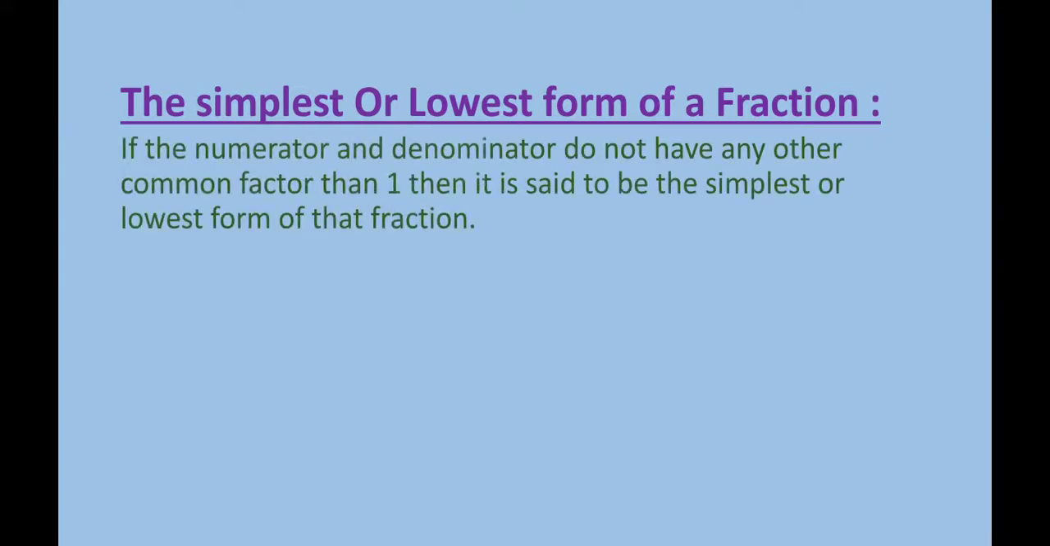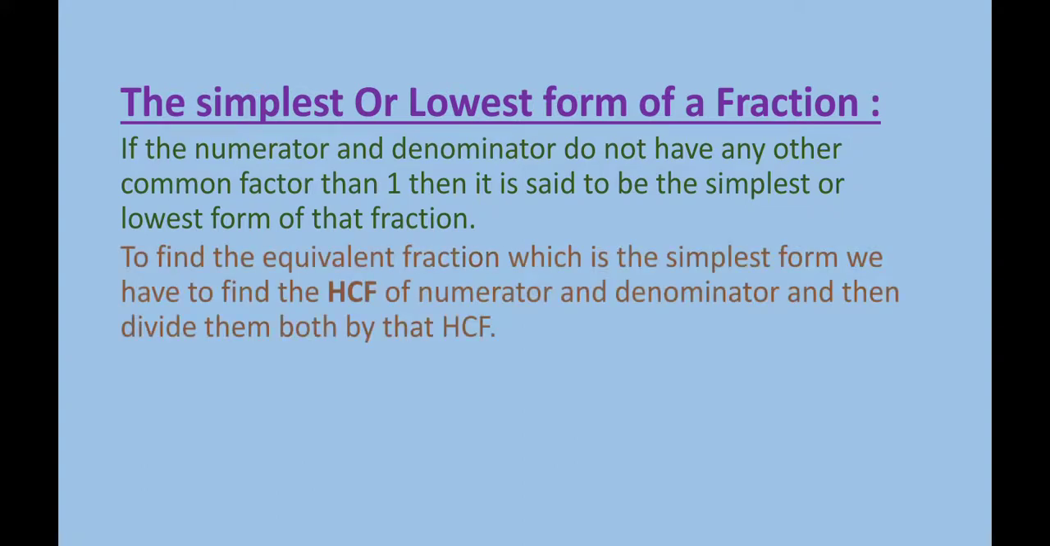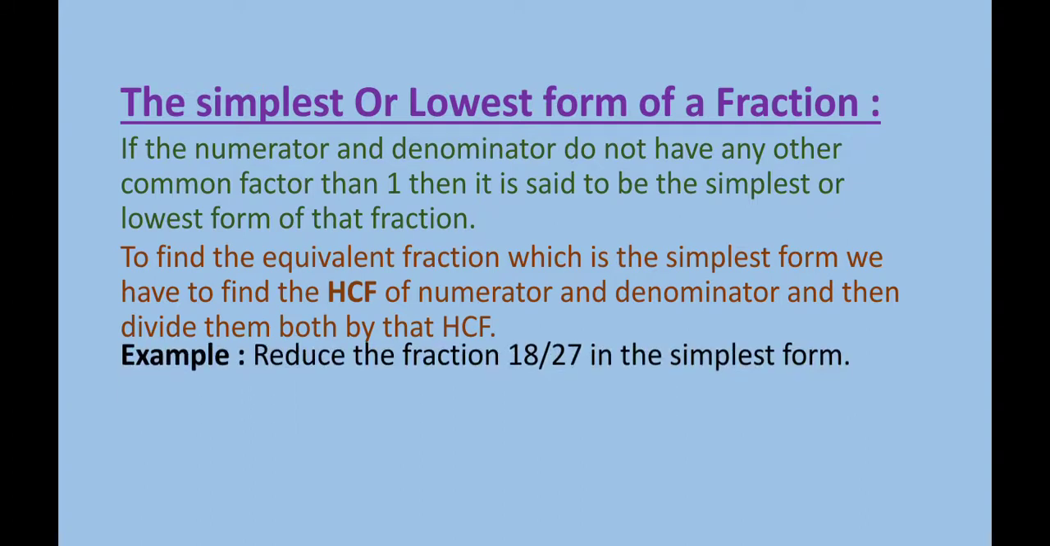Now come to the simplest or lowest form of fractions. If the numerator and denominator do not have any common factor other than 1, then the fraction is said to be in simplest or lowest form. To find the equivalent fraction which is in the simplest form, we have to find the HCF of the numerator and denominator, then divide them both by the HCF. First step, find the HCF of numerator and denominator. After that, divide both by the HCF.